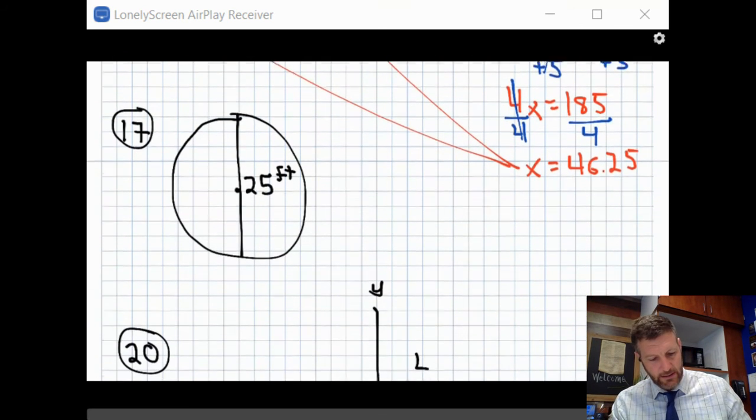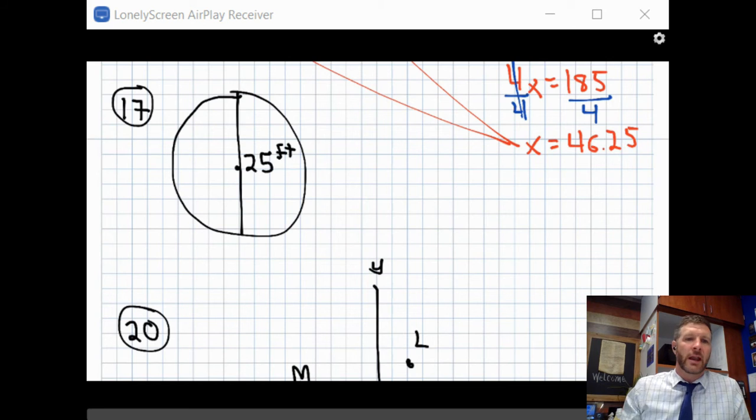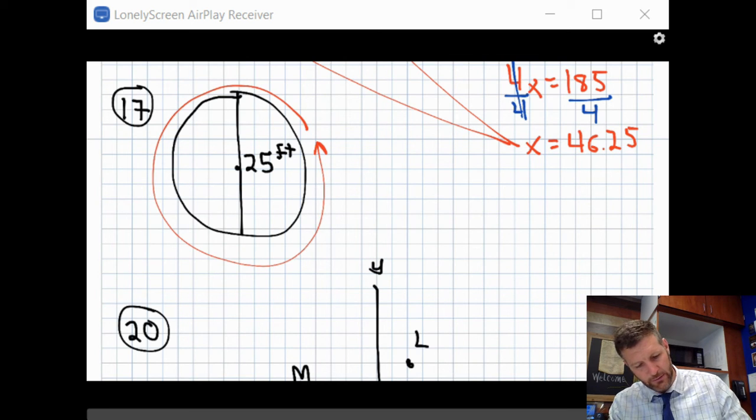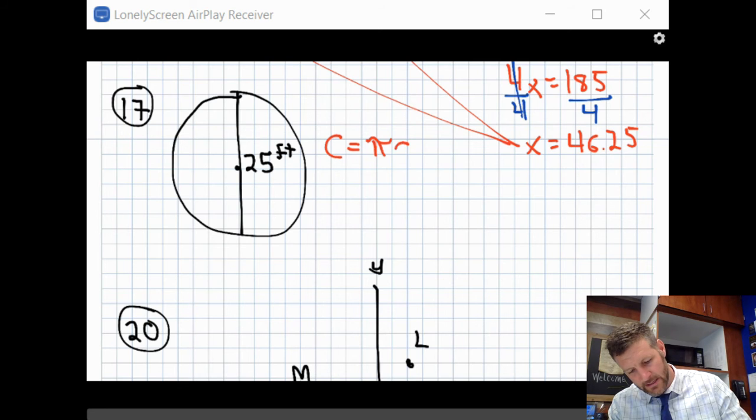Okay, 17, a little more straightforward, but I just wanted to do an area problem with you. Number 17, there are two things we have to do: find the circumference and the area of the circle. So let's review circumference. Circumference is the distance around the circle, and that is found by C equals pi d.